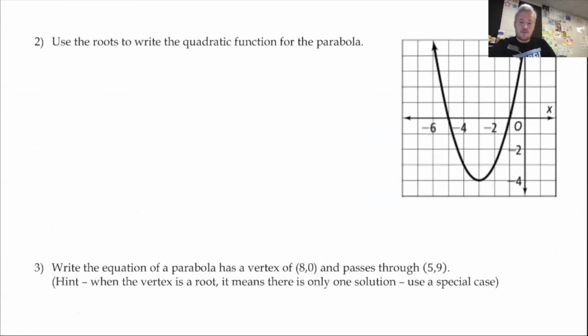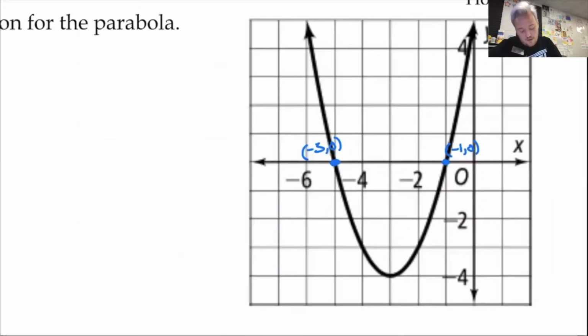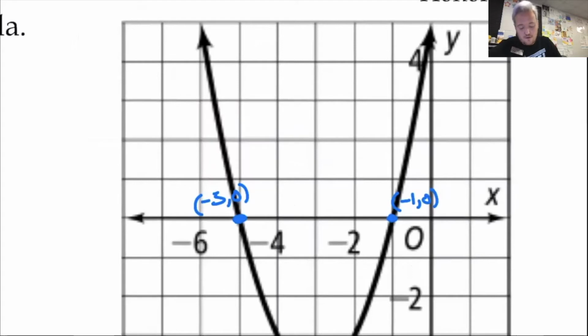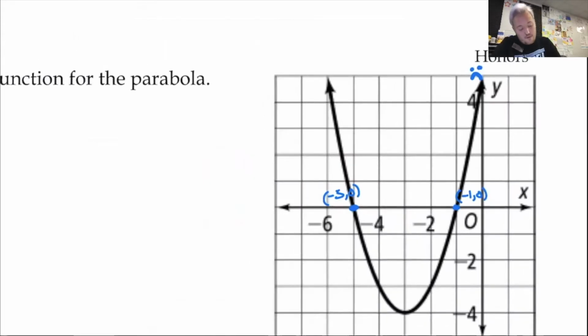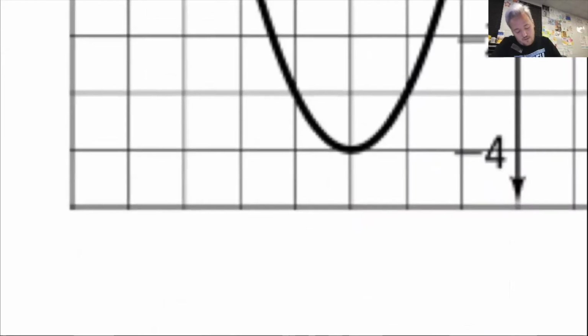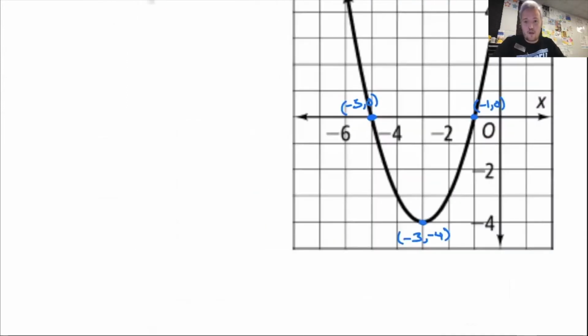All right, so I'm going to go through this one a little bit faster since we've already done that first one. All right, so once again, use the roots. So this is going to be negative 5, 0. And over here, this is going to be negative 1, 0. So notice how up here, they don't really give you the y-intercept, so you can't really use a y-intercept up here tragically, which means we're going to have to plug in a vertex value. All right, so the vertex value over here is going to be negative 3, comma, negative 4. So that's what I'm going to use to plug in.